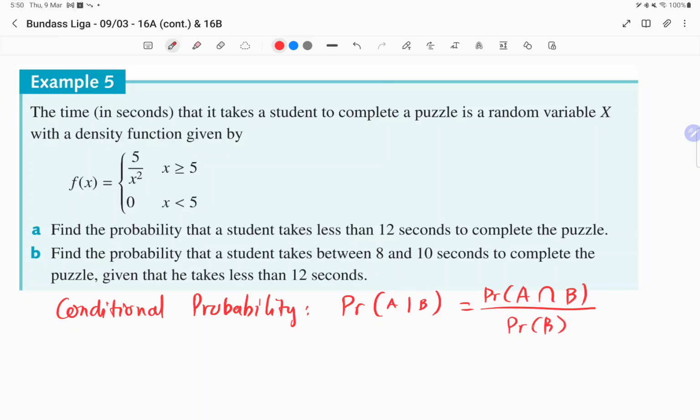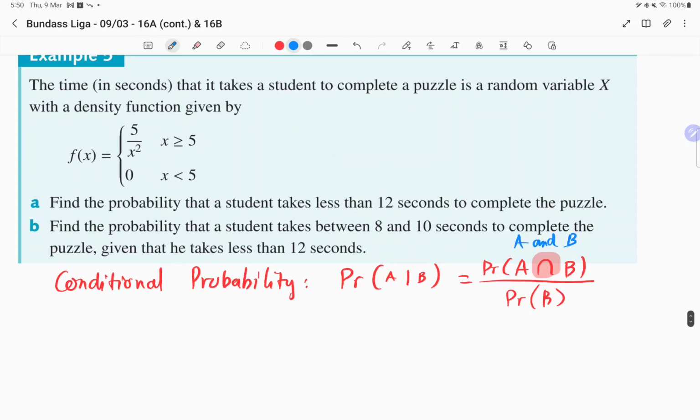So intersection means what? And or or? And, yes. This one means A and B happening together. Because intersection must cover both A and B, right? So that means A and B.